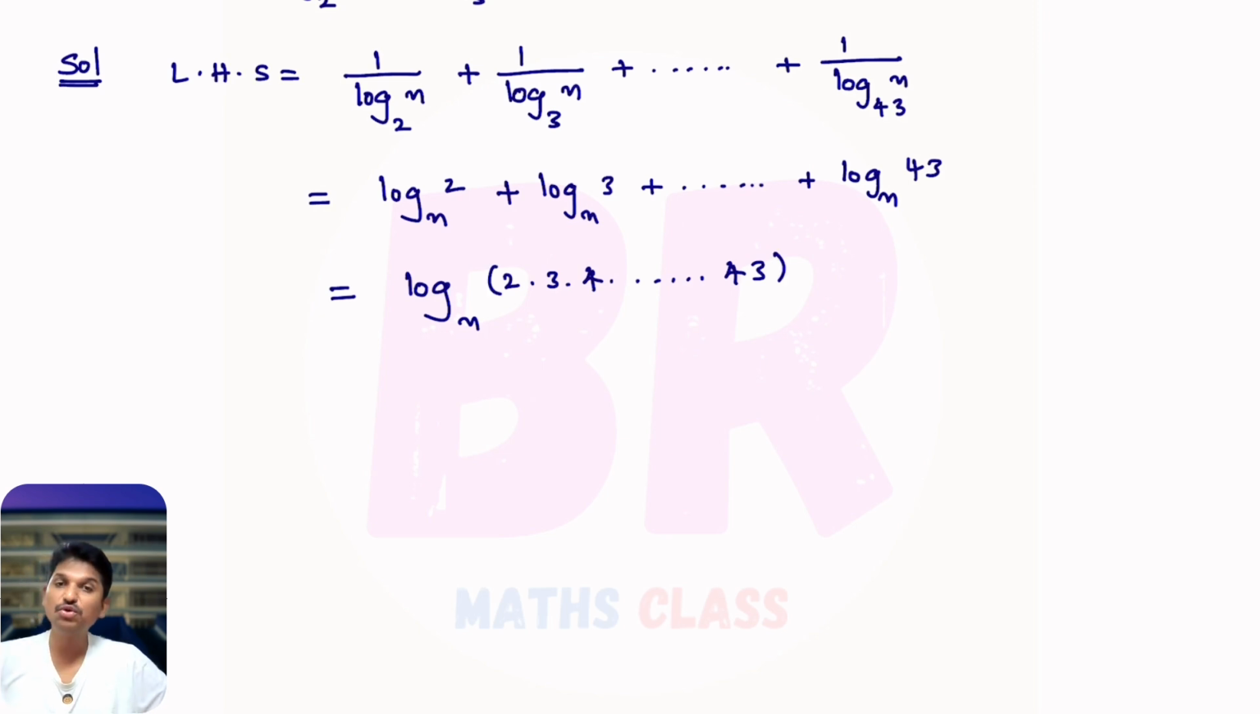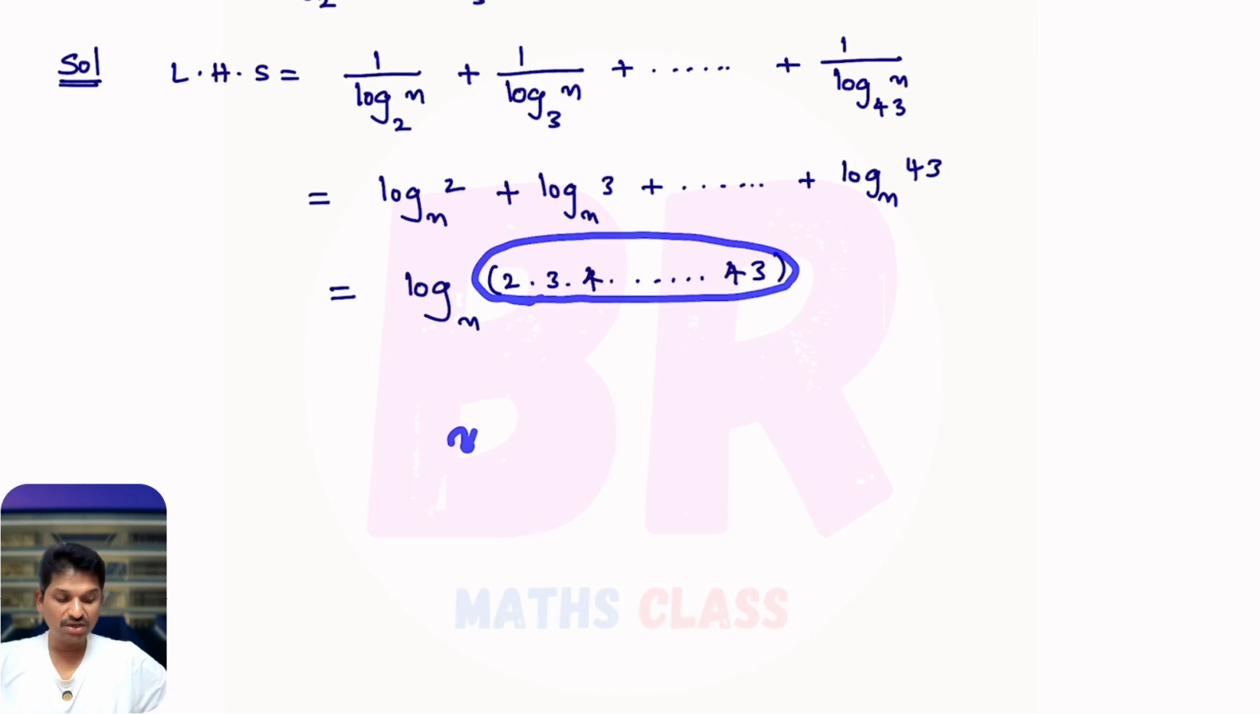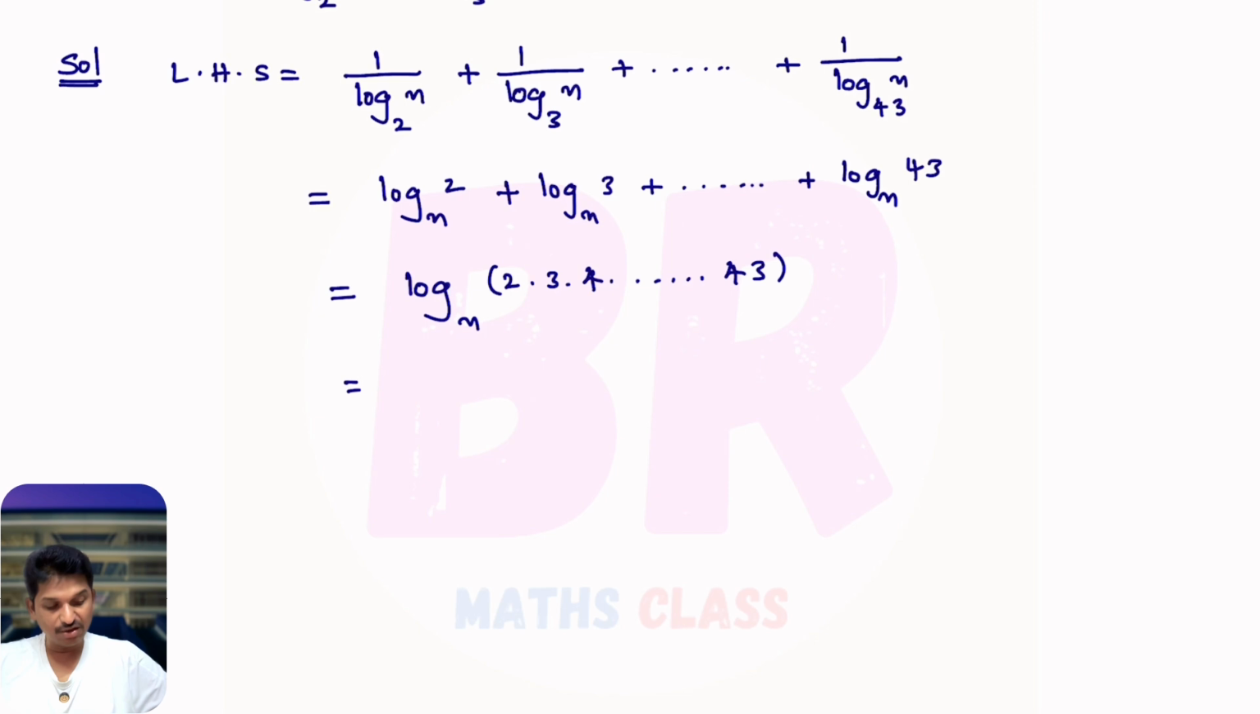This problem looks difficult. Actually, it is easy. You learn about factorial notation, na? In number system, you learn about factorial notation. What is n factorial? Product of first n natural numbers. Here, 1 is not there, but however we can write here 1 into 2 into, same answer we will get, right? This is product of first 43 natural numbers, so this can be written as 43 factorial. So this equal to logarithm of 43 factorial base n.